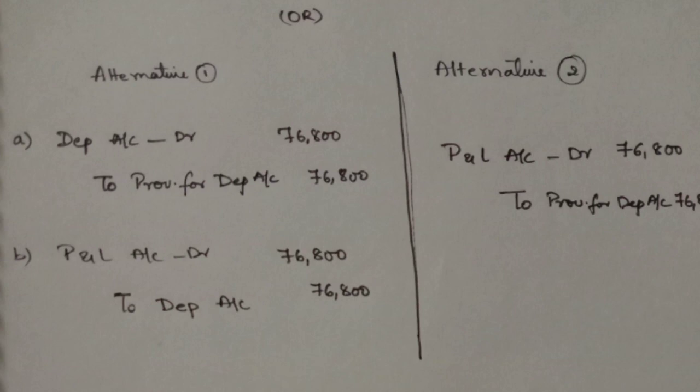Depreciation account debit to provision for depreciation account is one entry, and the second entry would be P&L account debit to depreciation account. Then you can take it to the P&L account debit side. Only the direct entry, that is profit and loss account debit to provision for depreciation account, is the one direct entry. You can record both as two entries, or you can take a direct entry. Both will be the same. Because of that I have given the slash over here.